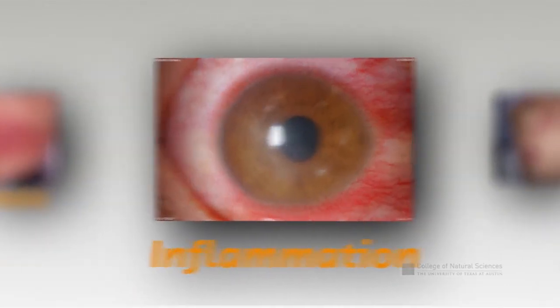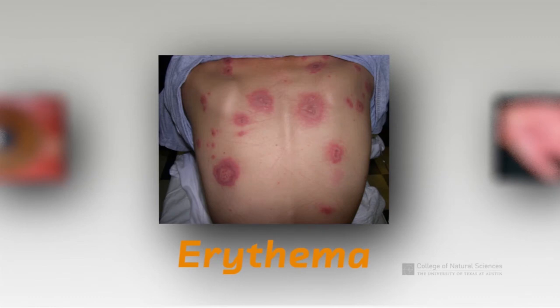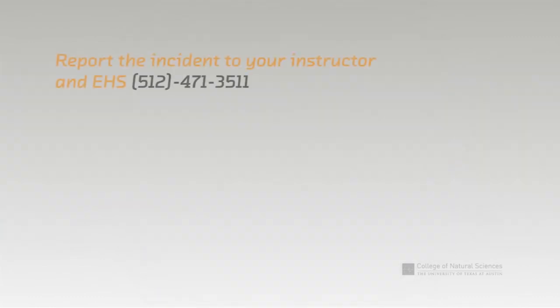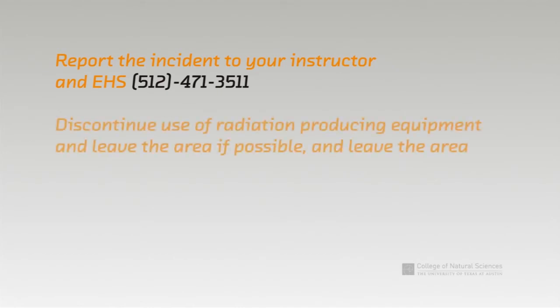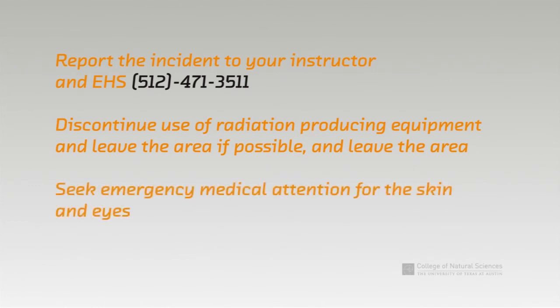Accidental exposure to UV radiation or laser radiation can be hard to identify. Signs and symptoms of an accidental exposure are inflammation of the eye or erythema of the skin similar to a sunburn. If you think you have been exposed to UV or laser radiation, you need to notify EHS and your lab supervisor immediately. Discontinue use of radiation-producing equipment if possible, and leave the area. Seek immediate emergency medical attention for the skin and the eyes.